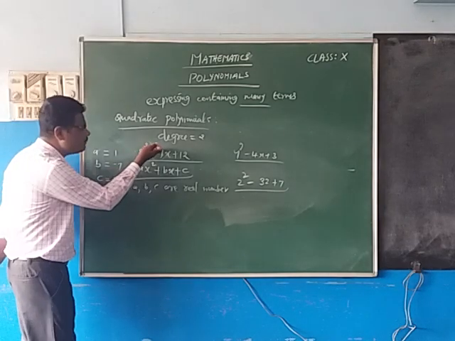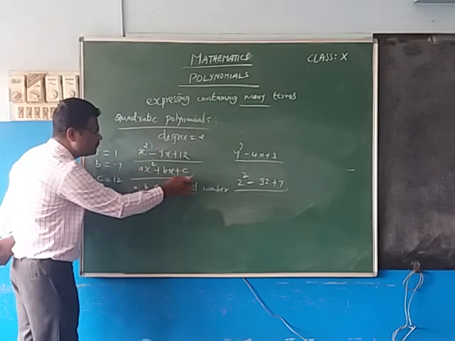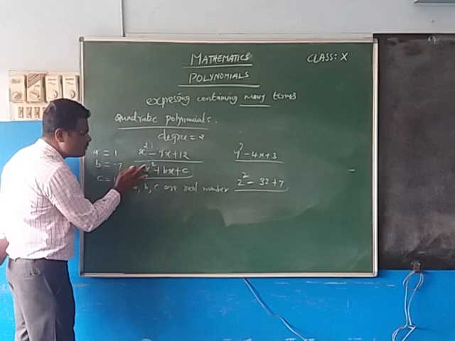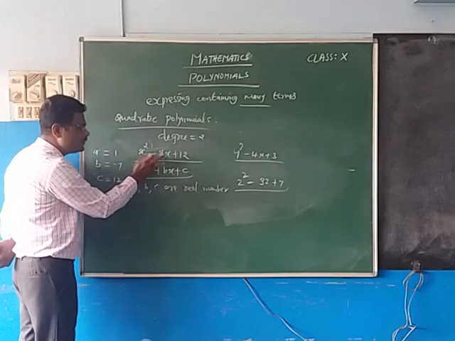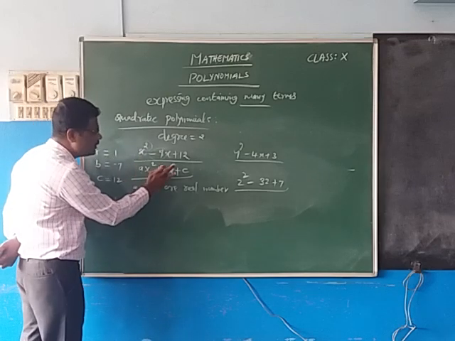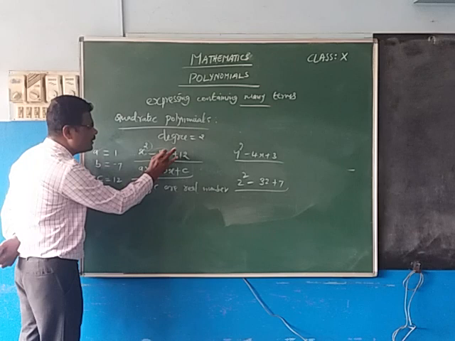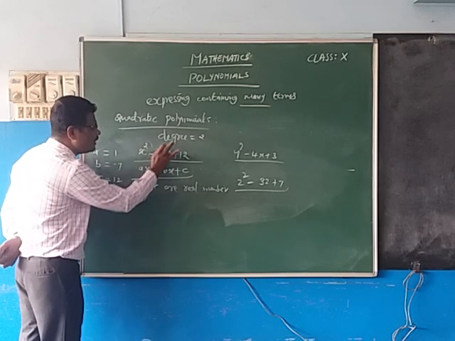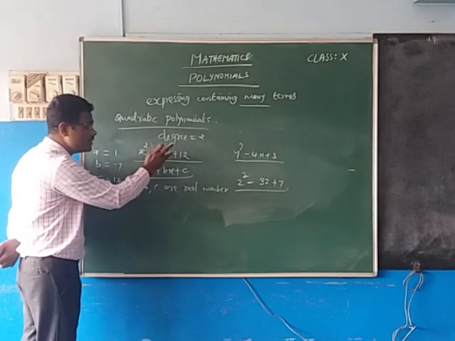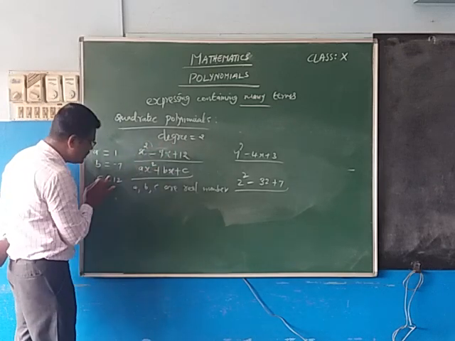Understood? When we compare these two, x is the variable, and a is the coefficient of x square. So what is the coefficient of x square here? 1. So the value of a is 1. Here b is the coefficient of x. Here minus 7 is the coefficient of x. Along with the sign, you always have to write it. We need to see the sign, minus 7. The value of b is minus 7. The value of c is 12.